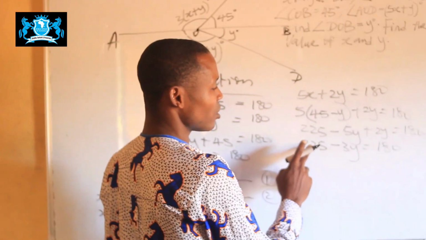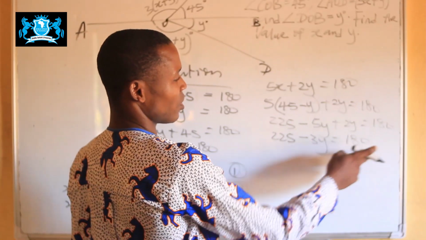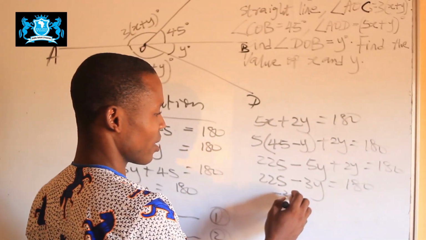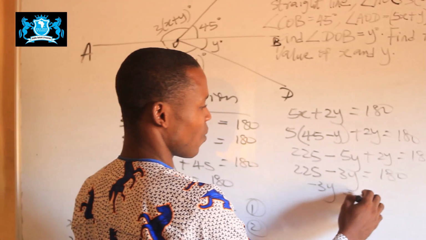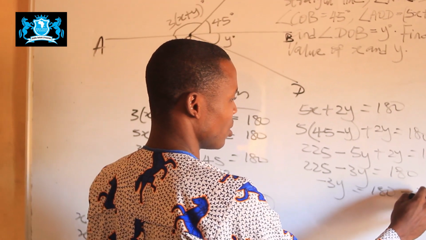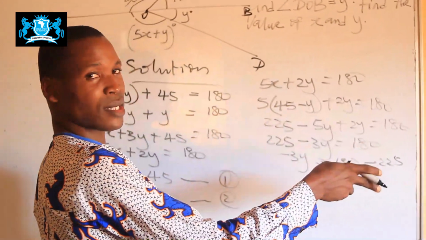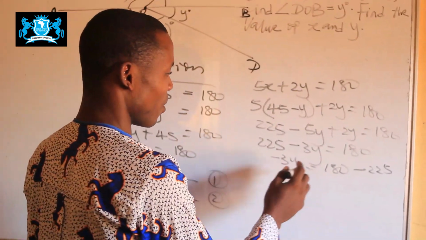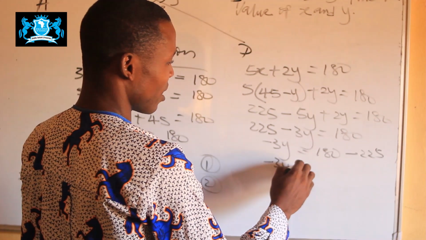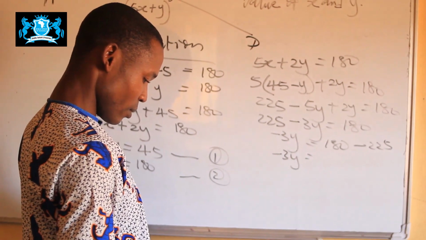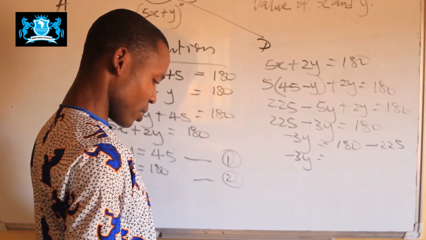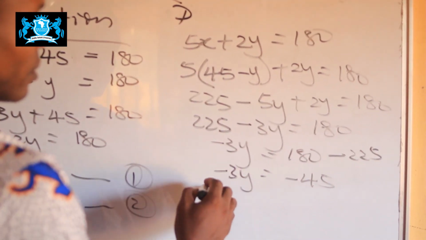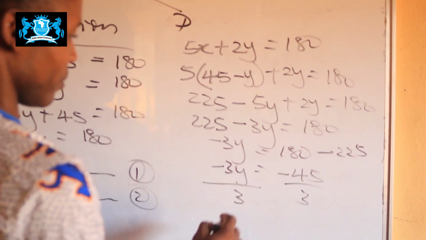We have 225 minus 3y equals to 180 degrees. What do we now do? Collect like terms. Minus 3y equals to 180 minus 225. Of course, you know this will cross a positive sign, and once it crosses a positive sign, it becomes minus. That's why it's coming minus. Now, we have minus 3y equals 180 minus 225, which will give us minus 45. Divide both sides by 3.